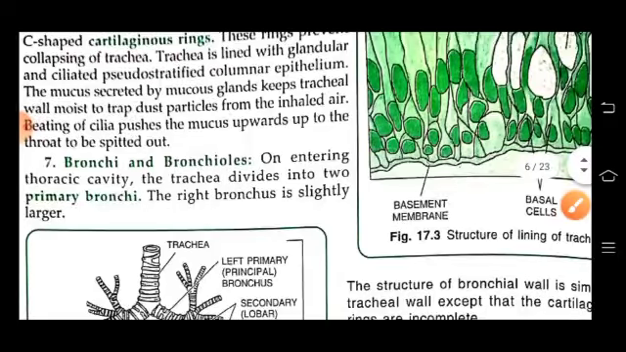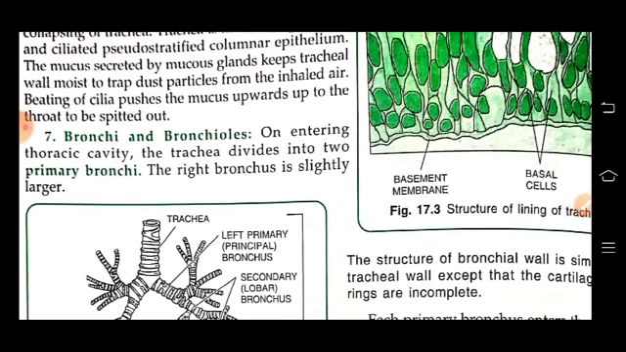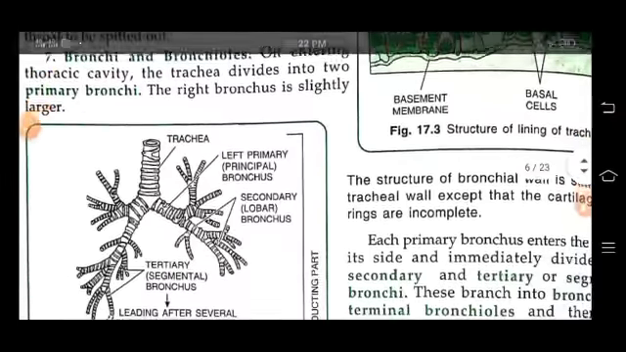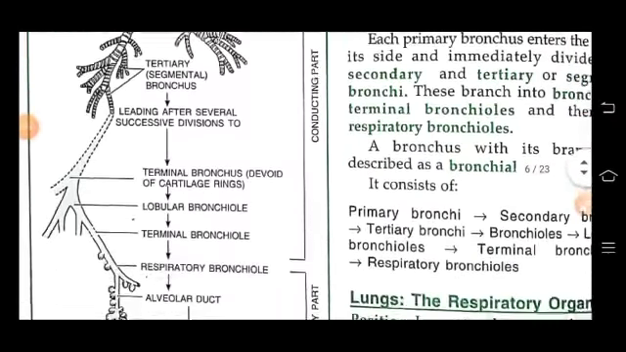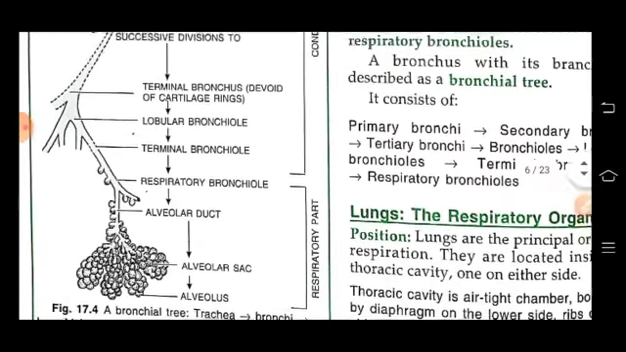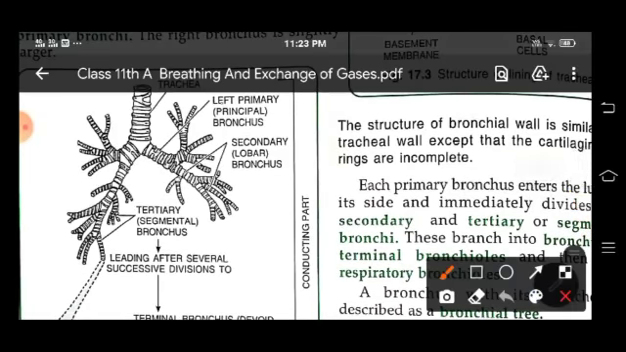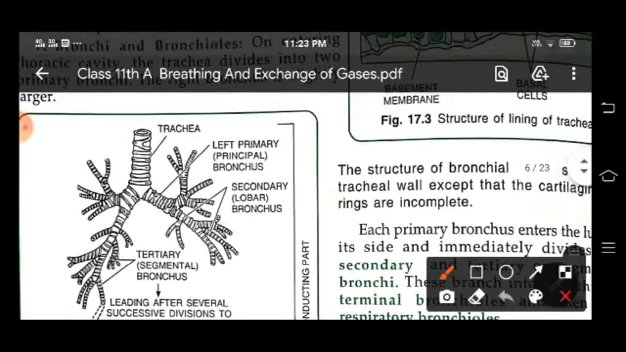Now after that come the bronchi and the bronchioles. When the trachea enters into the thoracic cavity, it divides into 2 primary bronchi. Now the right bronchus is slightly larger in size. Now this is the bronchial tree. Here is the trachea, which is divided into left and the right bronchus.